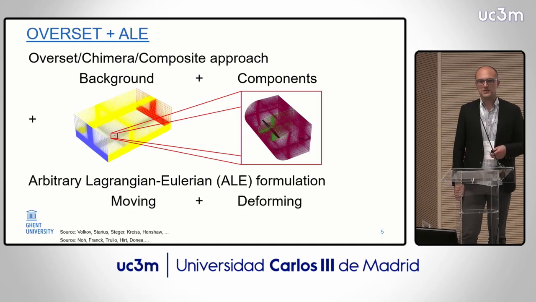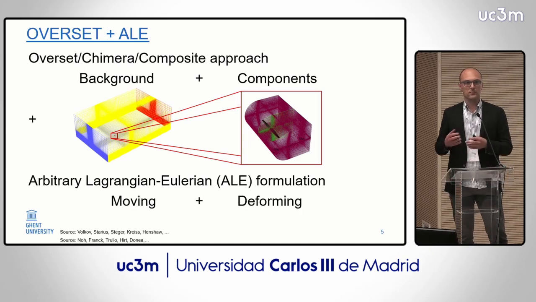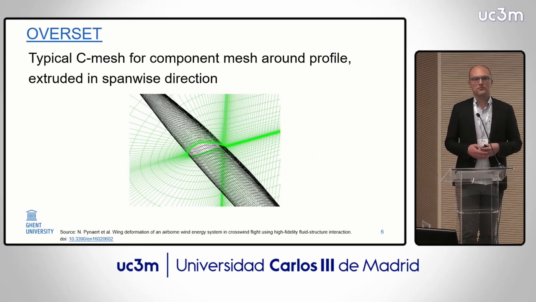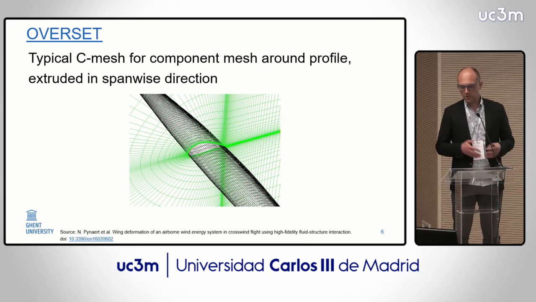The ALE formulation is then used to handle the rigid body motion of the aircraft, the deformation of the wings, but also the motion of the control surfaces relative to the aircraft. Just to give you a short explanation of the overset approach and the ALE approach, let's start with the overset now. Here you see a component mesh around the main wing of the MegaWest device, because that's the one I'm going to use in most of the explanation here.